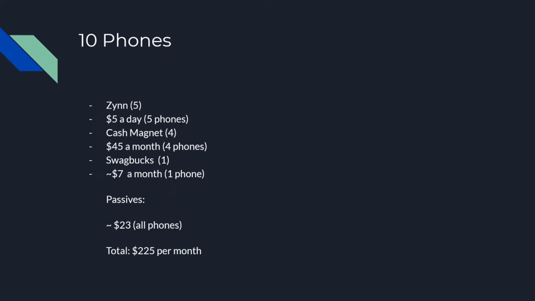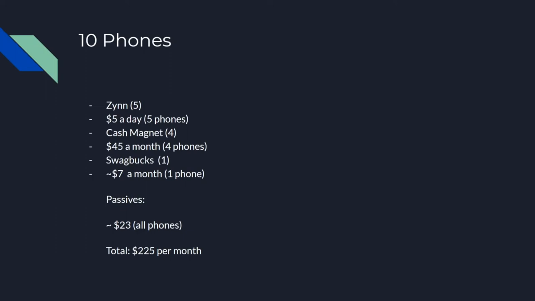Anyways, moving along guys, with Cash Magnet, we have a device limit of 4. Now that is quite little, so it is what it is, but if you only have 10 phones, that is perfectly fine. You guys can go ahead and run 4 phones on Cash Magnet, which will rack in about $45 a month. Obviously, that's all 4 phones, which leaves you with 1 extra phone at the end.